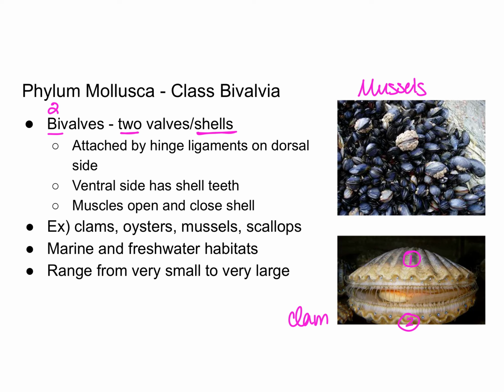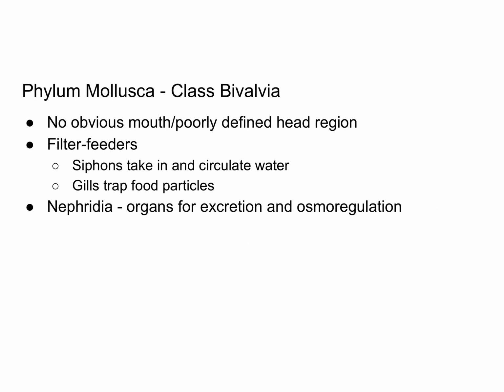Some examples, like we said, are clams and mussels, also things like oysters and scallops. They are found in both marine and freshwater habitats. Marine just means saltwater. And they can range in size from very small to very large. For example, a giant clam can be bigger than a human, but the mussels that you eat when you go to a seafood restaurant are much smaller. The bivalves do not show cephalization.